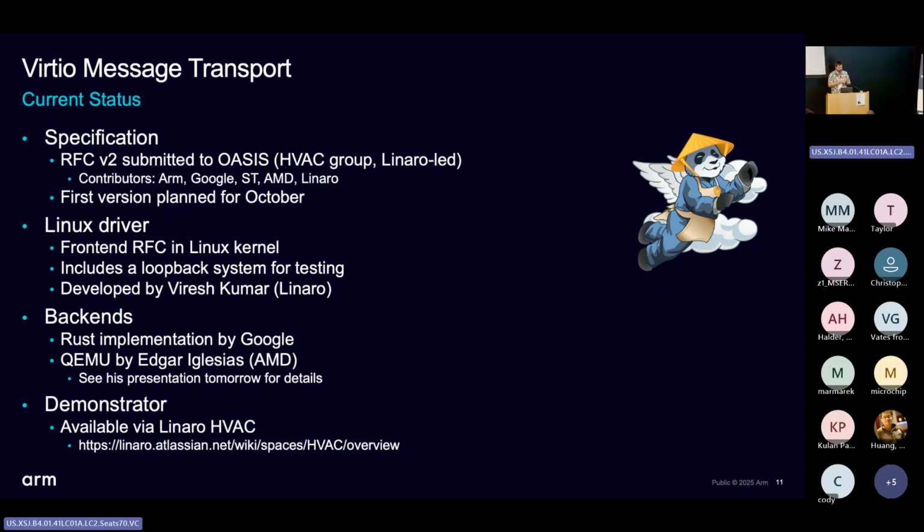The RFC was pushed to the Linux kernel mailing list, which includes a loopback device so that you can play with one single Linux implementing the backend and the front end without needing two VMs. And it was developed by Viresh from Linaro. On the backend side of things, Google did a Rust implementation of the transport. And Edgar from AMD worked on a QEMU implementation. There will be more detail in his presentation tomorrow. And we have a demonstrator available in the HVAC group. You have the website here where you can have more information.